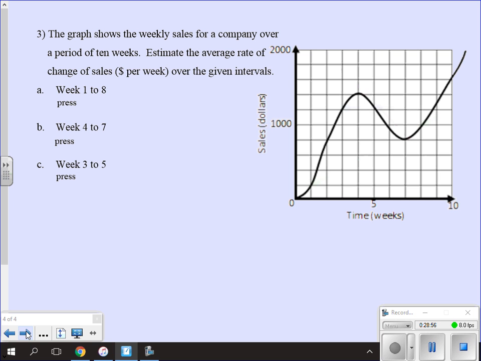Okay. Let's do the graph. The graph shows the weekly sales for a company over a period of 10 weeks. Estimate. Why does it say estimate rather than, hey, here it is? It might not be exact. You're kind of guessing.